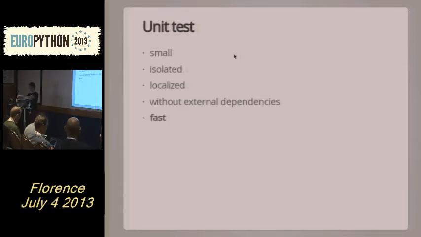So what is a unit test? It's a test which is small, is isolated, is localized to a certain part. So if it fails, you should know with like 5 lines of confidence where the error was. It shouldn't have external dependencies, and very important, it should be fast. By external dependencies, I mean it shouldn't touch anything which is file system, database, network, or depend on any global state whatsoever.